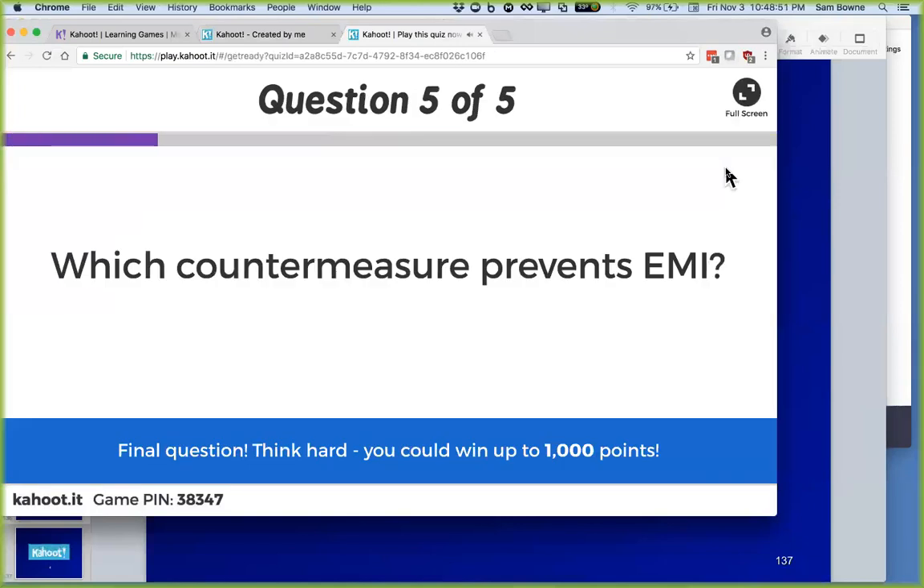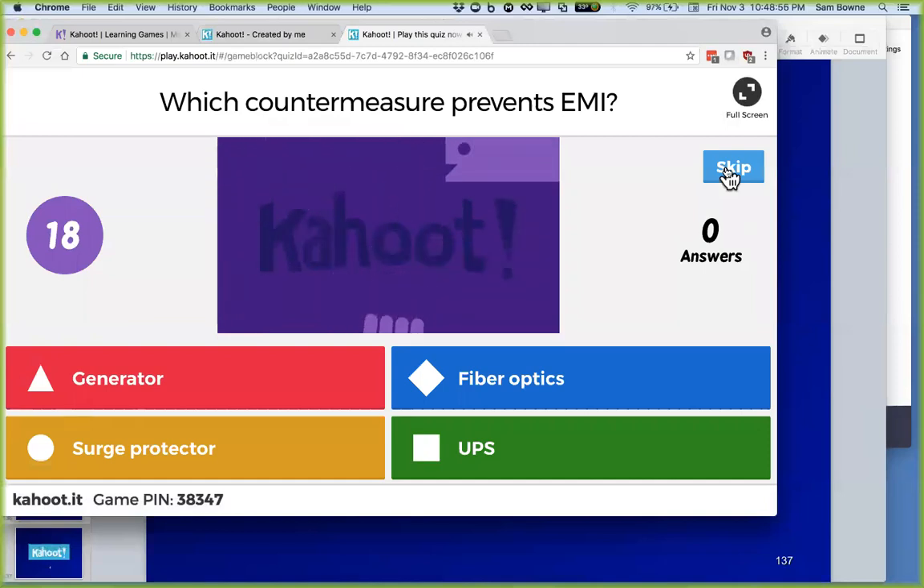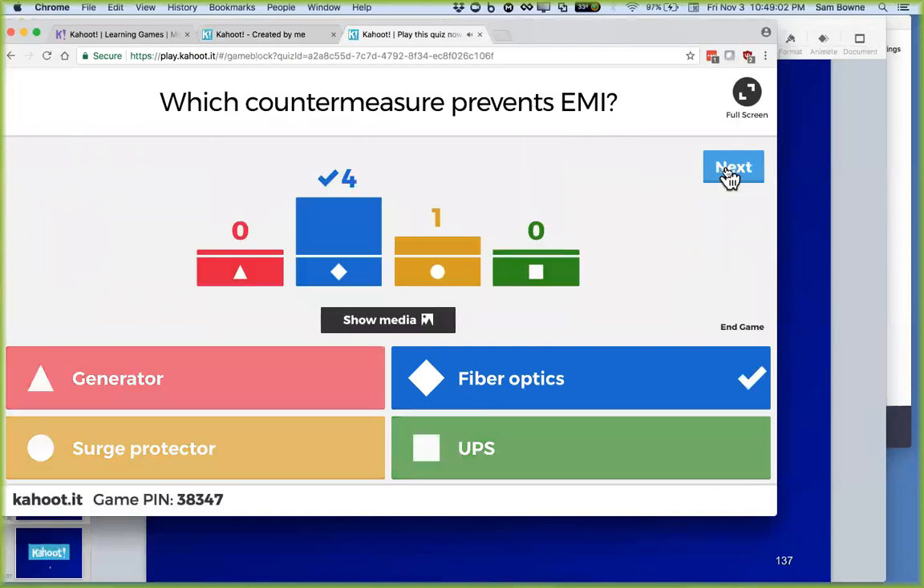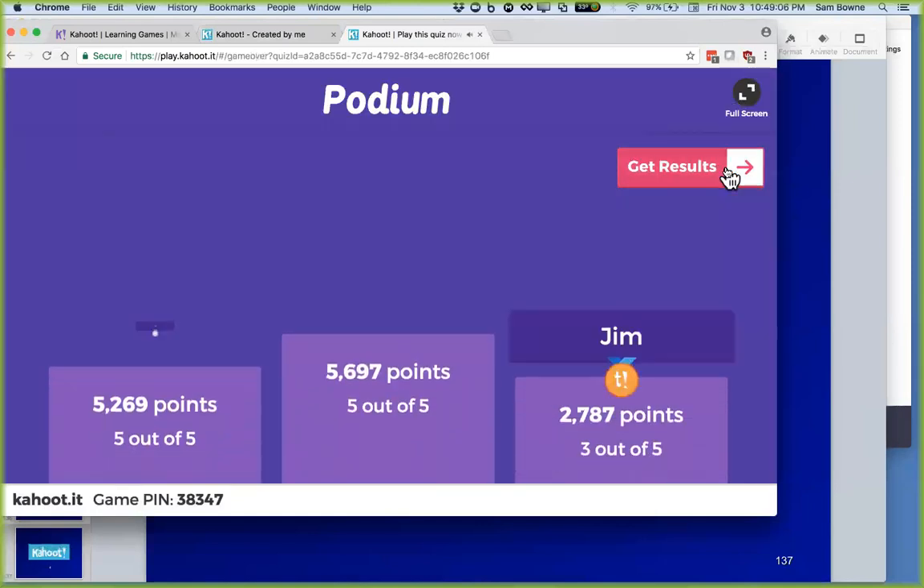All right, what countermeasure stops EMI? That's electromagnetic interference, and fiber optics is not subject to it. All right, so L's the winner. That's it for this one.